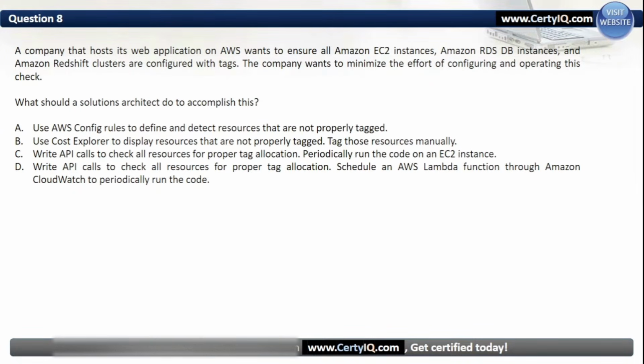Our options are A. Use AWS Config rules to define and detect resources that are not properly tagged. B. Use Cost Explorer to display resources that are not properly tagged. Tag those resources manually. C. Write API calls to check all resources for proper tag allocation. Periodically run the code on an EC2 instance. Or D. Write API calls to check all resources for proper tag allocation. Schedule an AWS Lambda function through Amazon CloudWatch to periodically run the code.